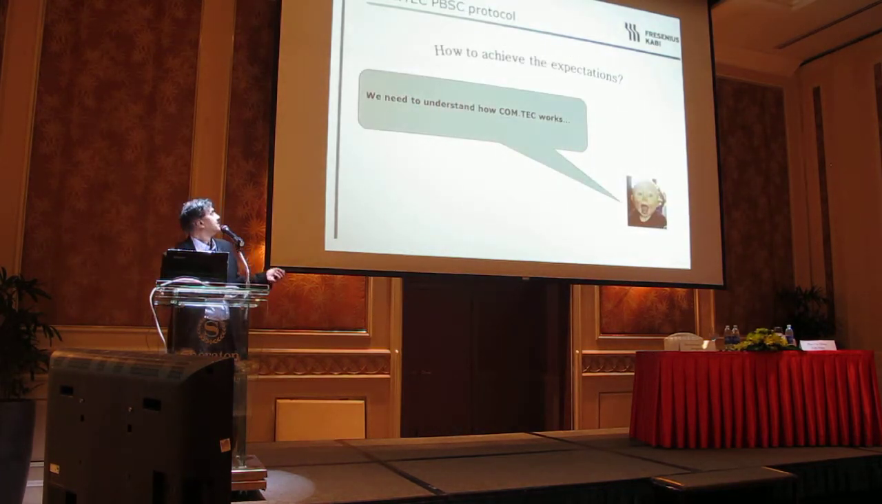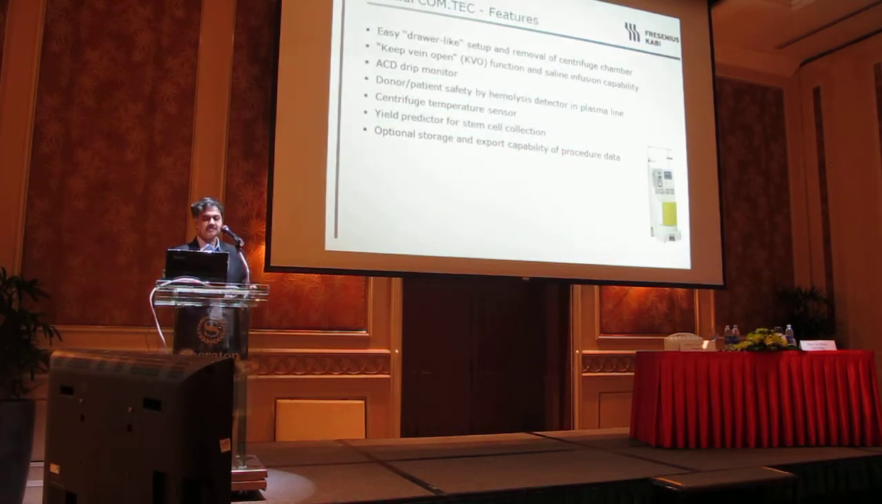So how do we achieve the expectations with the Complex? We'll just briefly discuss the various steps of Complex collection. The main features of Complex are an easy setup and removal of the chamber, so it's a very easy kit installation. Then it has a KV, or keep vein, option and saline infusion capability. Anytime we can keep the vein option if there is any pause in the procedure. We can give saline to the donor or the patient to keep the lines patent.